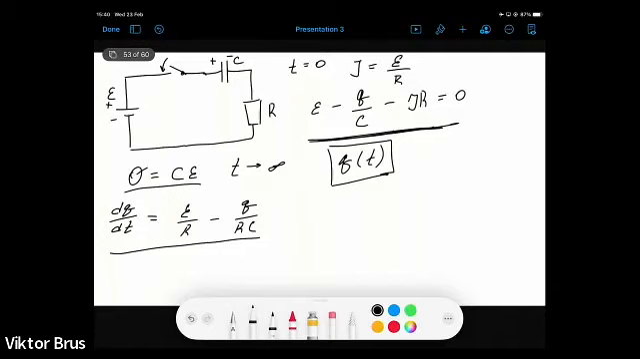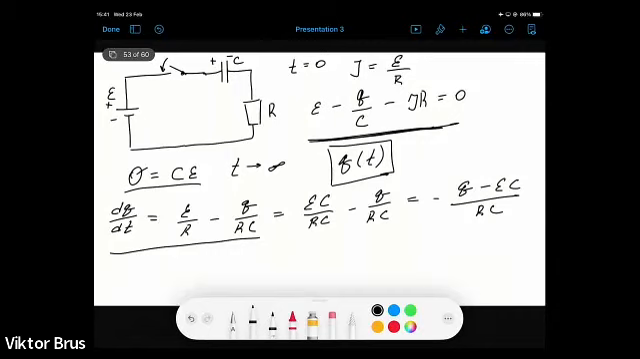So first, let us rearrange this a bit. Let us multiply and divide the first term of this equation by C. So it will be epsilon C divided by RC minus Q times RC. And now we can set it to the common denominator, and it would be written as minus Q minus epsilon C, and this is divided by RC.